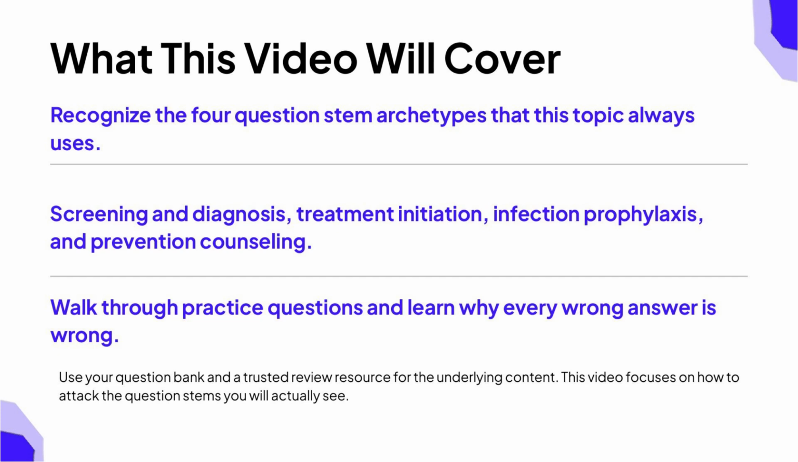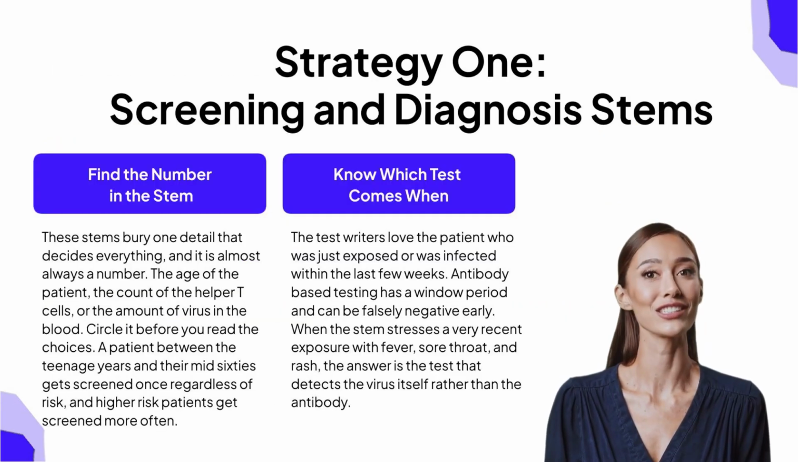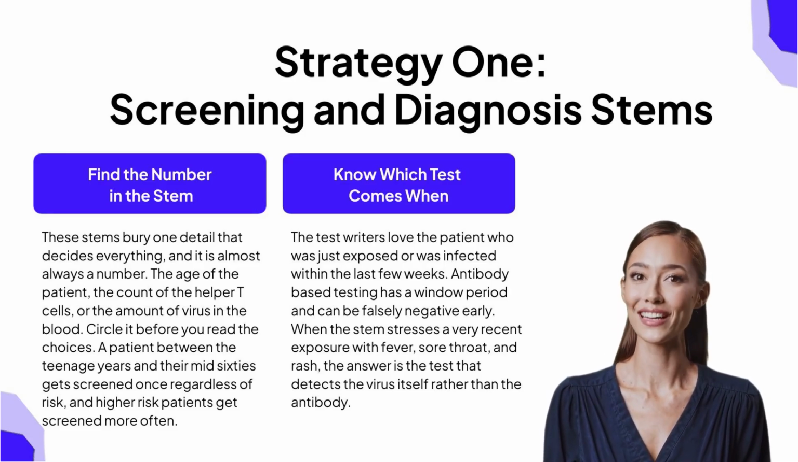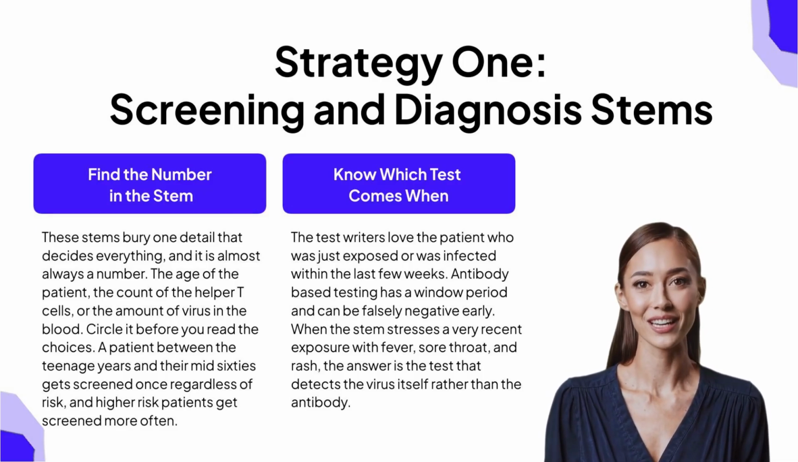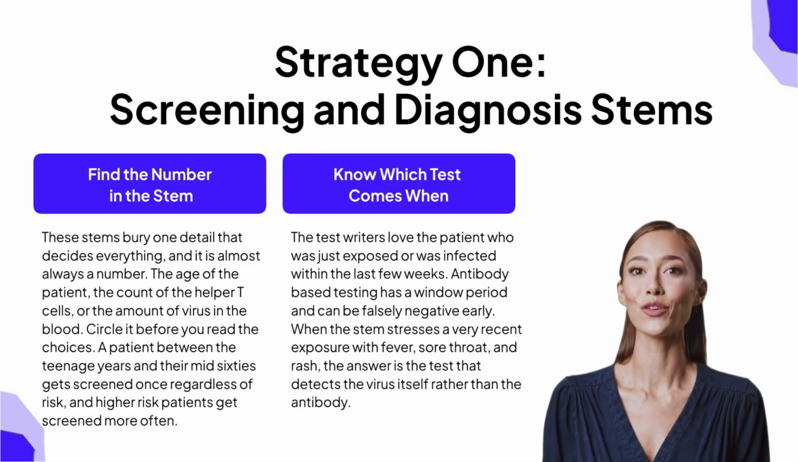This video assumes baseline knowledge from your review resources. We are here to sharpen how you take the test. Our first archetype is screening and diagnosis, and the key skill is finding the number. These stems bury one detail that decides everything, and it is almost always a number. The age of the patient, the count of the helper T cells, or the amount of virus in the blood. Circle it before you read the choices.